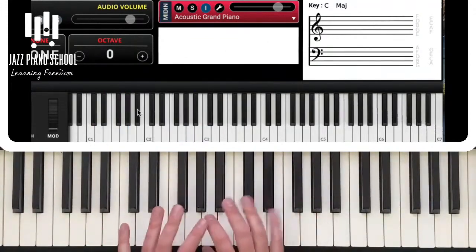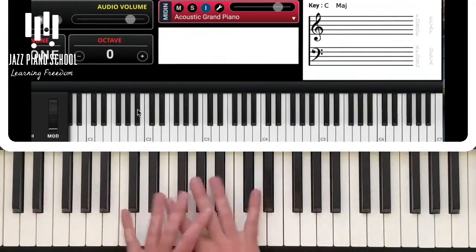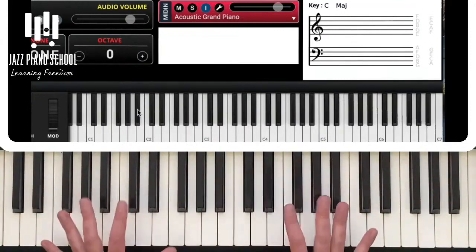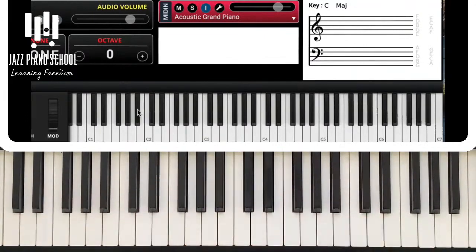I'm picking and choosing every single color on purpose. I'm not using upper structure triads in any of the things that I just played. This is all complete creation in the spontaneous moment, which is what we're all looking to accomplish, right?